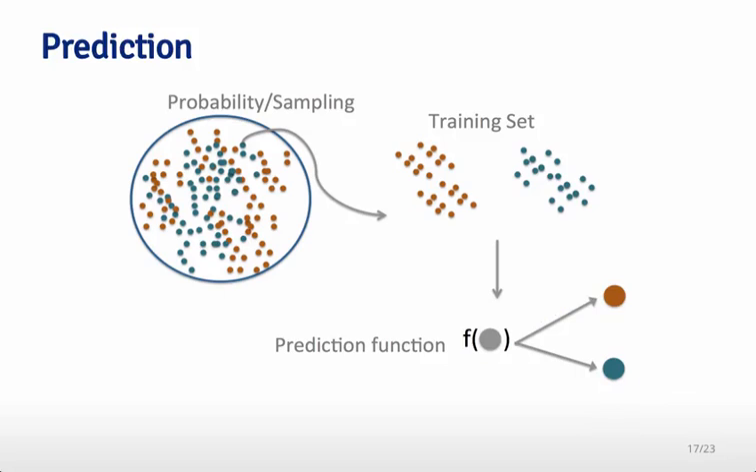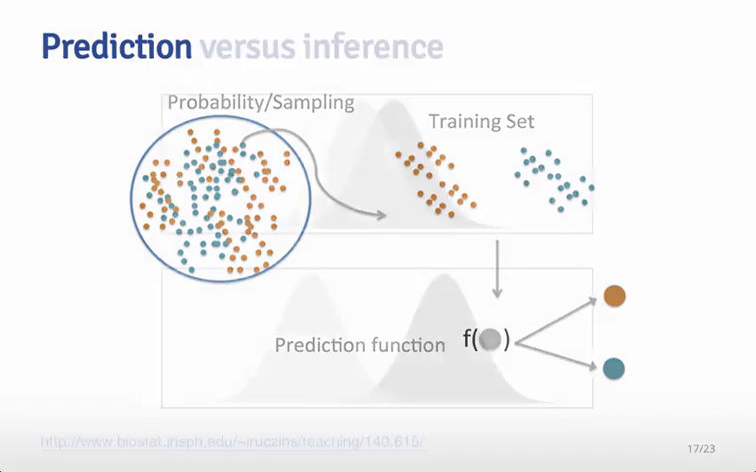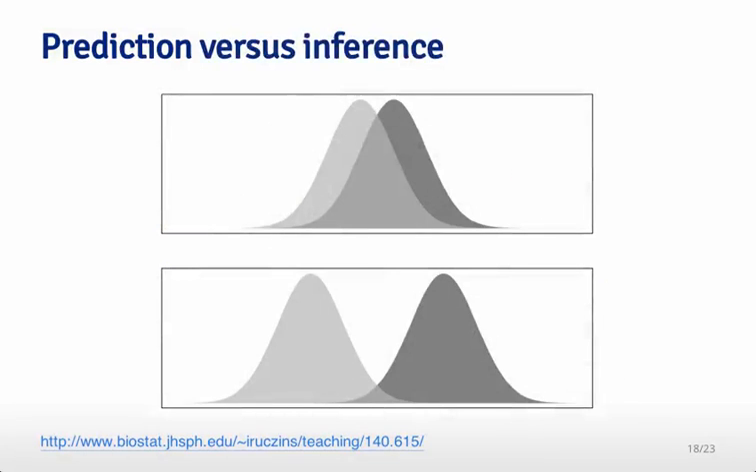The idea here is that we still need to deal with probability and sampling and potential confounding variables because when we're building this prediction function, we want it to be highly accurate. Another issue that comes up is that prediction is slightly more challenging than inference. For example, if you look at these two populations, the population for the light gray curve has a mean value about here, and the population for the dark gray curve has a mean value about here, if you look at the distribution of observations from these two populations.